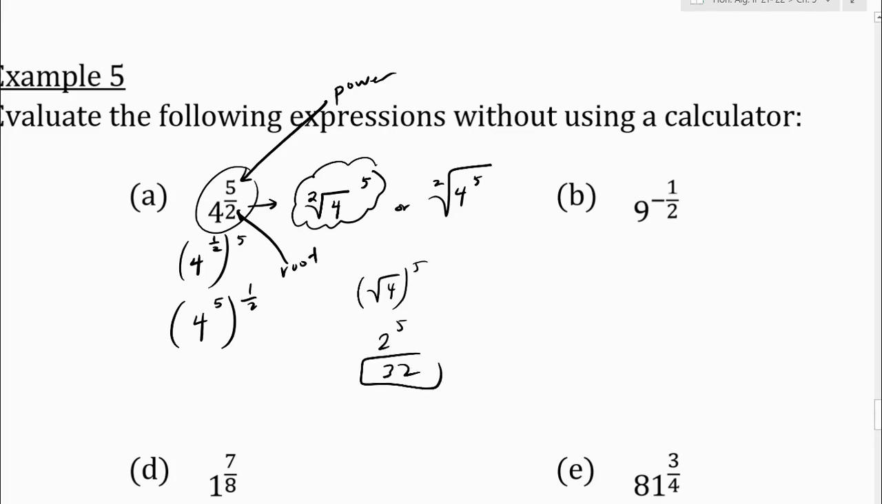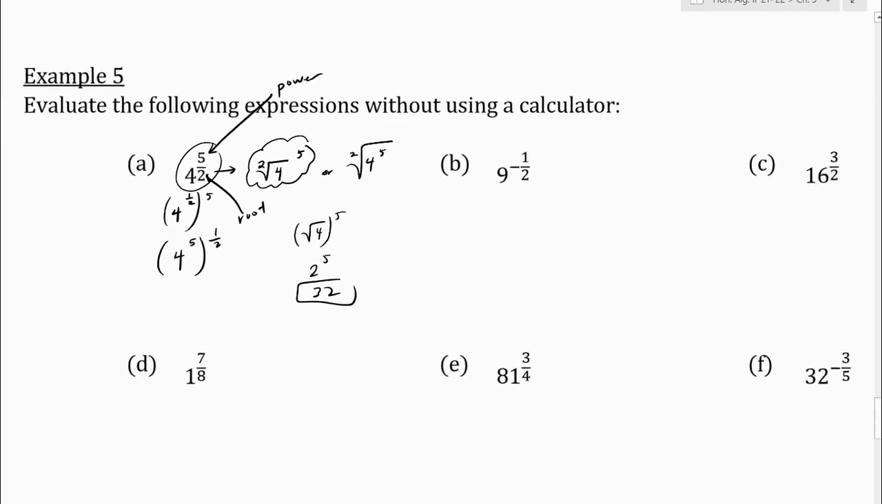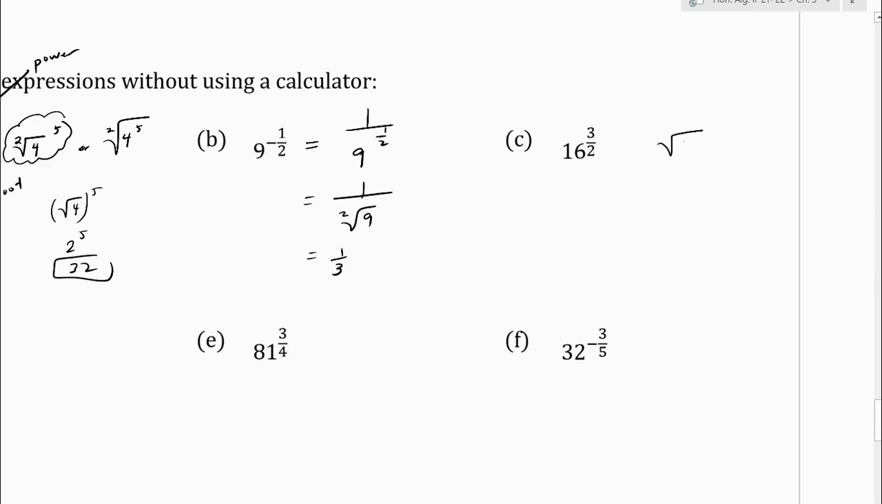Some of y'all are going to get to where you can do these in your head. Okay, and that's great. But I'm going to walk you through it if you can't. Like a negative exponent, though, means flip it to the denominator. And then that means let's do the principal square root and get a third. Okay, this one means take the principal square root of 16 and then cube it.